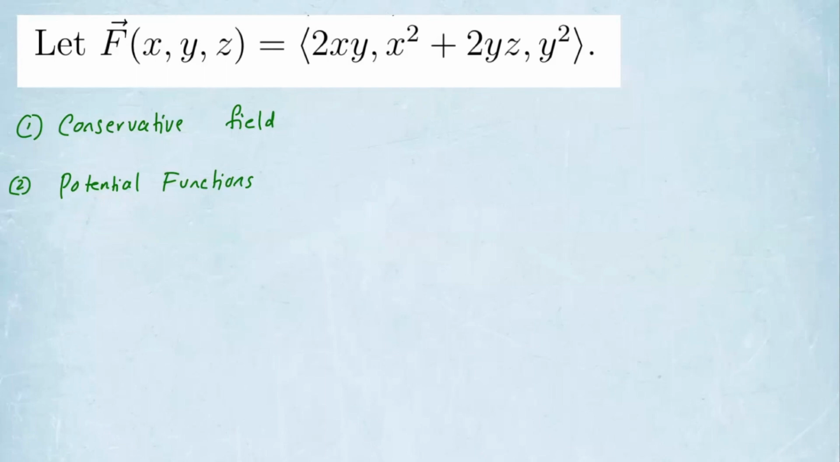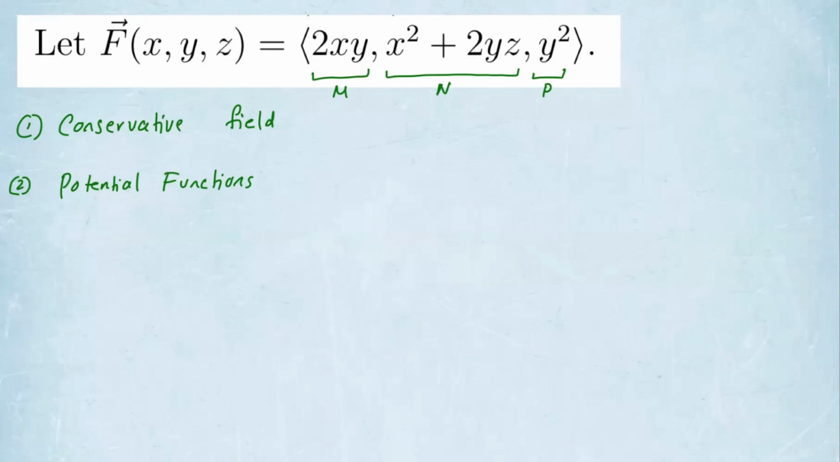So let's label each component. This is going to be M of x, y, z. So that will be our function M. Then this will be our function N, and this is P. You can label them however you want. I'm going to label them accordingly.